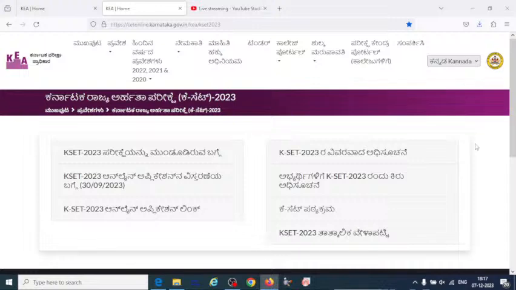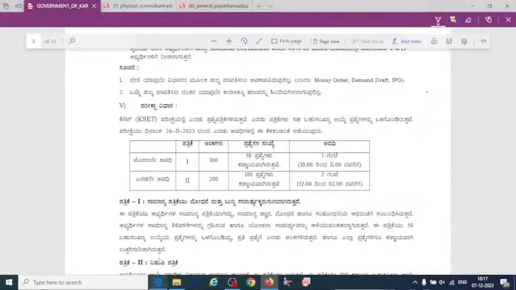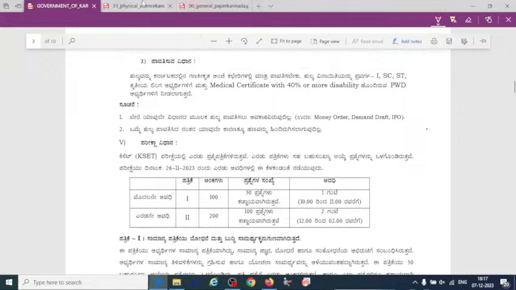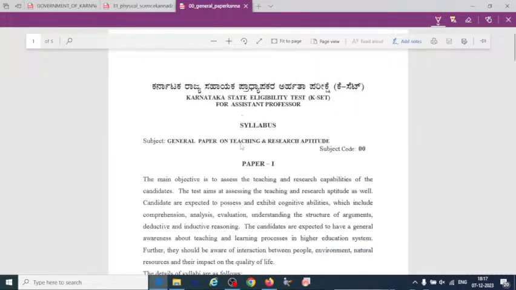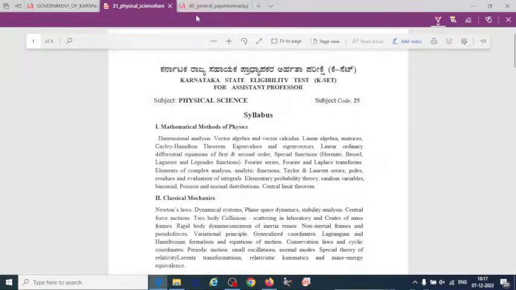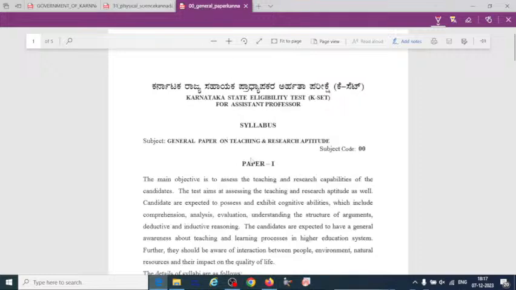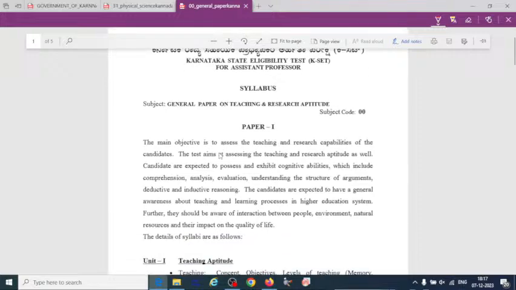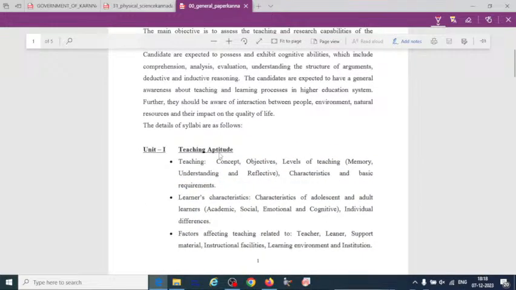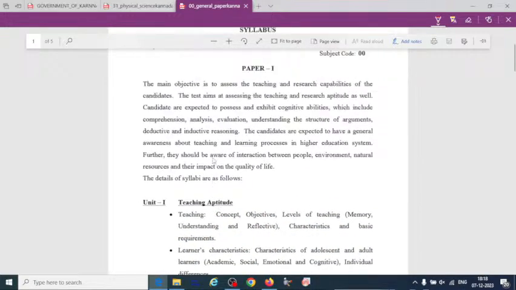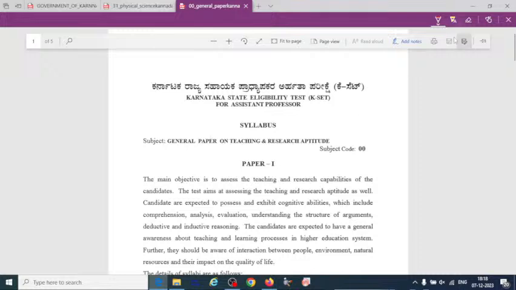I will give you some instructions that may be helpful for you to qualify this exam. As you know, the syllabus for paper 1 and paper 2 has already been given. Paper 1 is the general paper, which is common for all. So how many core subjects are there in the GK paper?